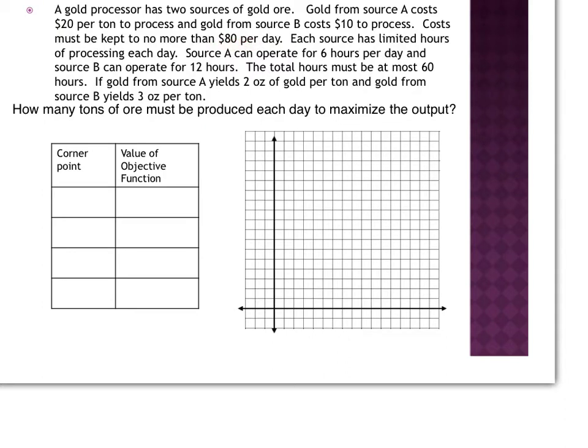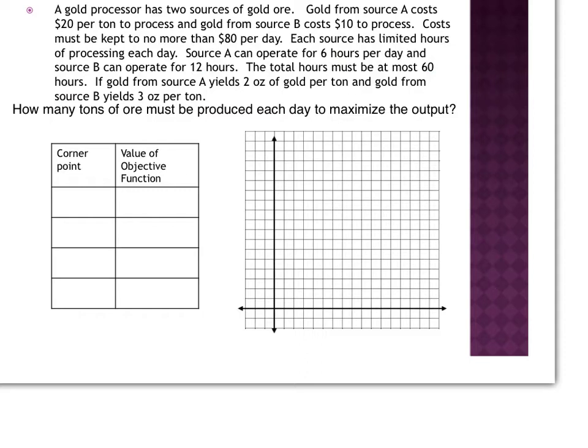Let's keep reading. Now, each source has a limited number of hours to process each day. That makes sense. The factory can only run for so long. Source A can operate for 6 hours a day, and B can operate for 12 hours a day. And the total hours must be kept to 60 hours. So we see we have hours, hours, and hours. Looks like those three will go together.